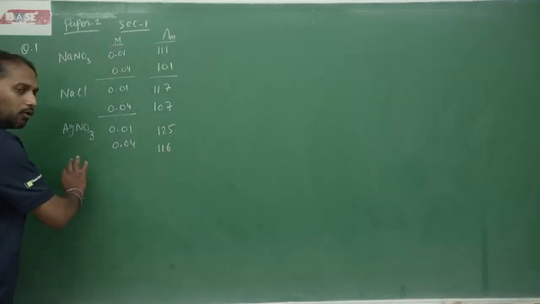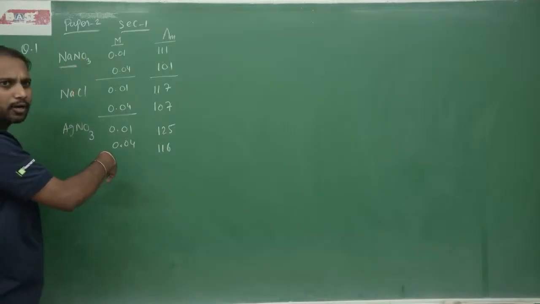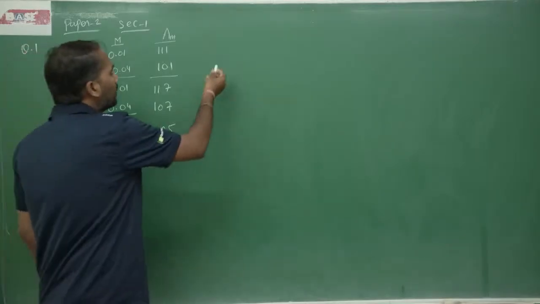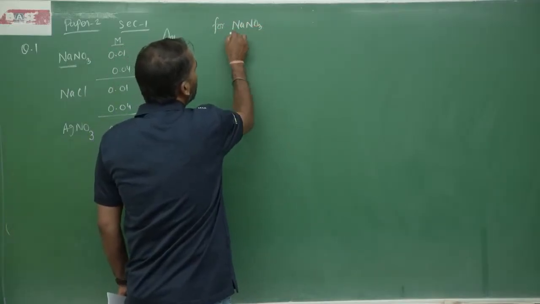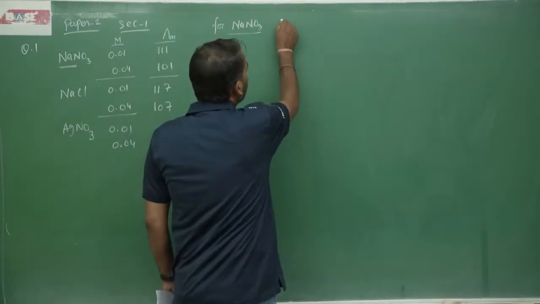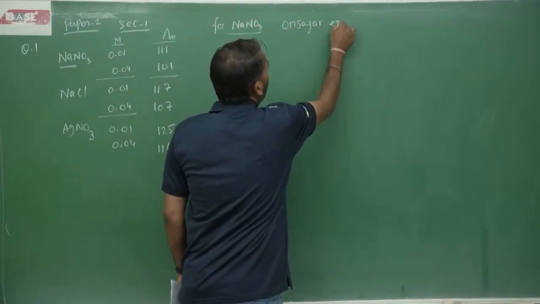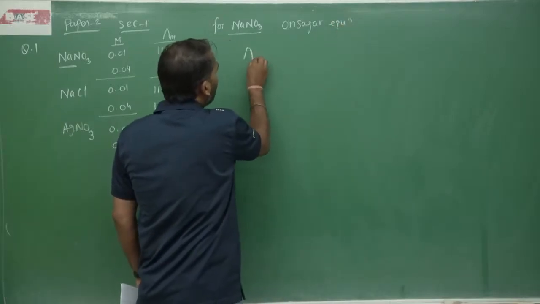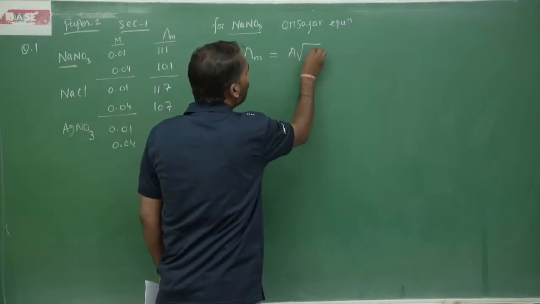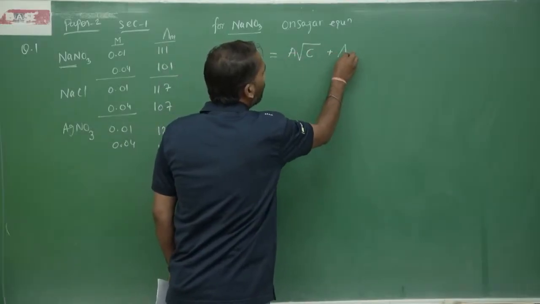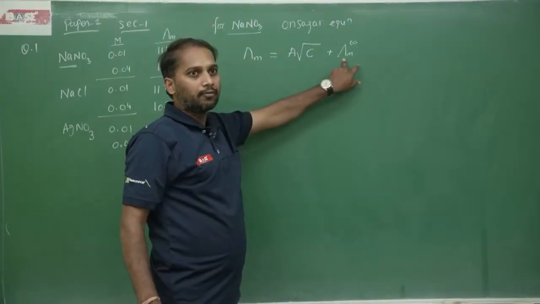I'll do it completely for NaNO3. The same thing will apply for NaCl and AgNO3. There is a relation, the Debye-Huckel-Onsager equation. What is the Onsager equation? Molar conductivity at any dilution is equal to a constant times the root of concentration plus the molar conductivity at infinite dilution. We are going to calculate the molar conductivity at infinite dilution.